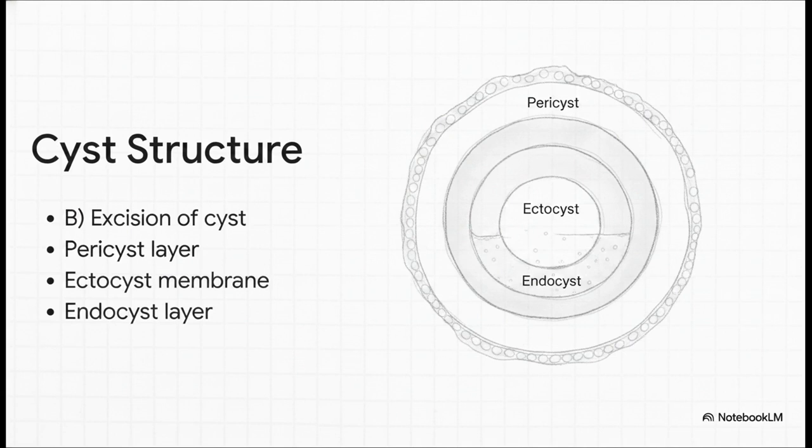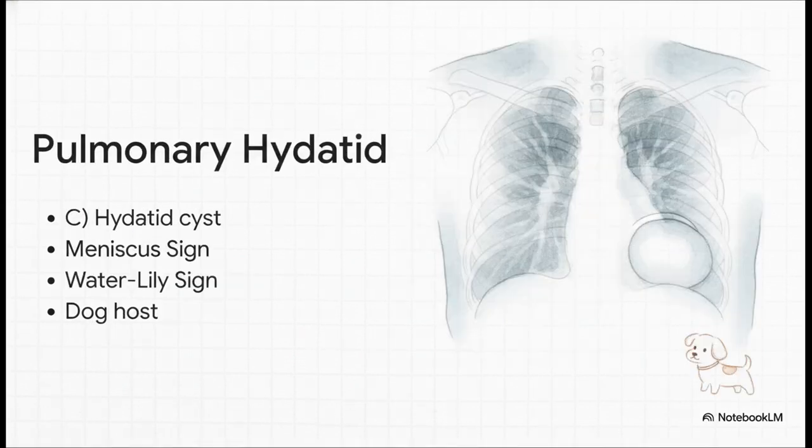Let's hit the exam pearls for anatomical structure. You've got the paracyst, which is the host's inflammatory fibrous tissue, the ectocyst, which is the parasite's laminated membrane, and the endocyst, the vital germinal layer that actually generates the protoscolices. So, in surgical terminology, a total paracystectomy means the complete removal of all 3 of those layers without ever entering the cavity. On to question 3.